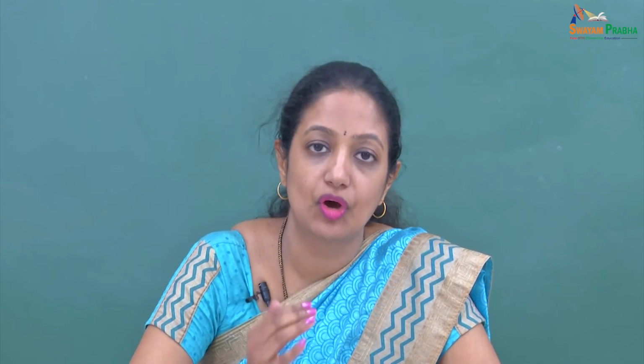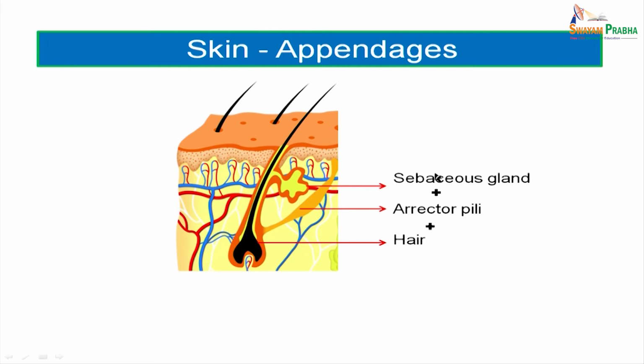So, sebaceous glands are usually associated with hair follicles. Of course, we have a few sebaceous glands which open directly onto the surface, for example, around the lips, then in genital areas, in prepuce, in clitoris, etc. So, here they directly open onto the skin, but elsewhere they are always associated with a hair follicle, hence they form a part of the pilosebaceous unit.